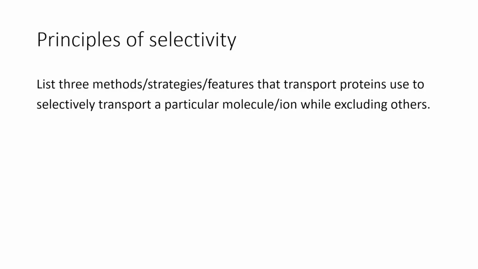All right, so does anybody want to tell me any of their message strategies or features that they thought of that help transport proteins be selective? Yeah. Charge, yes. Charge is really important. So a lot of times the parts of the transporter that are facing the cargo, the thing that's passing through, are going to help things with one charge pass through, but exclude types of molecules that have the opposite charge.